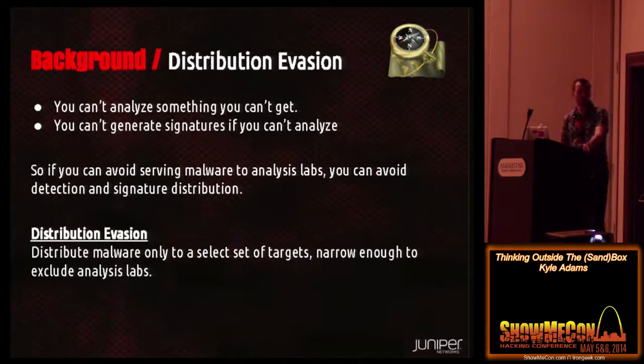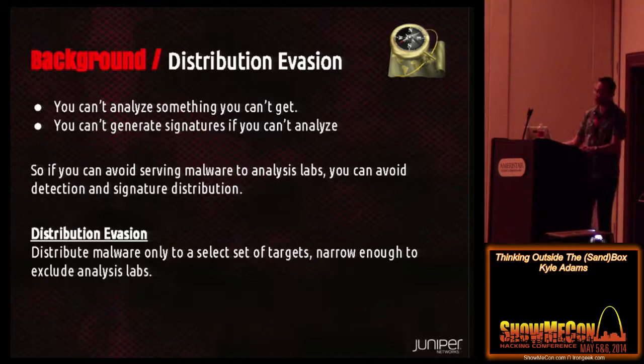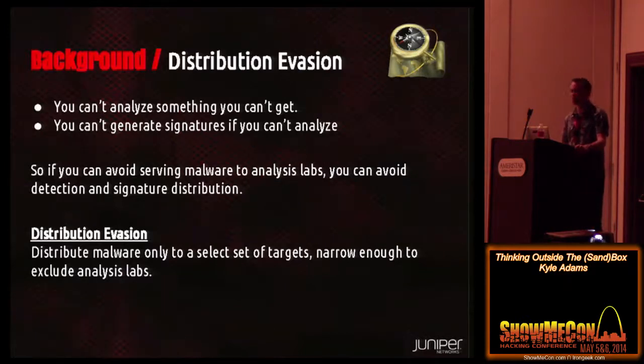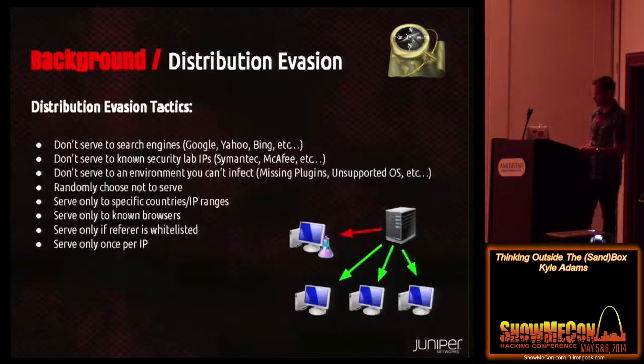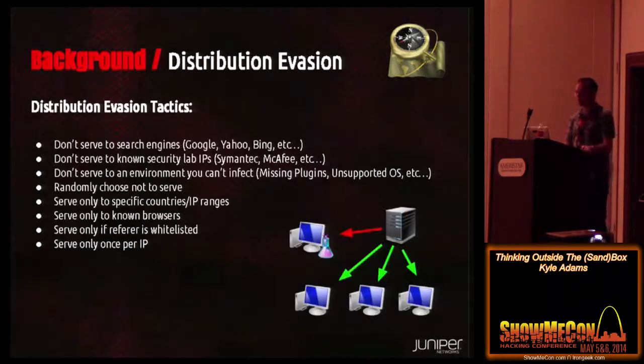The first one is distribution evasion. You can't analyze something that you can't get, and you can't write a signature if you don't know it's badware. So if they can avoid serving their malware to an antivirus vendor, then they can avoid giving them the opportunity to even analyze it and write that signature. Distribution evasion works basically on the server that's serving out the malware.